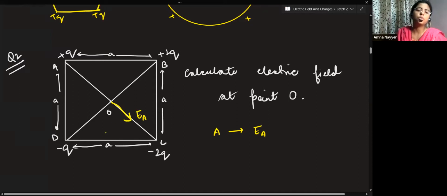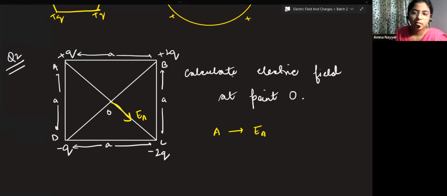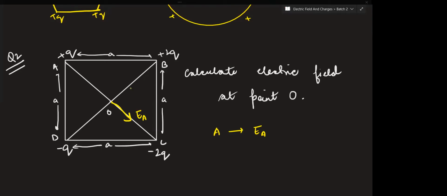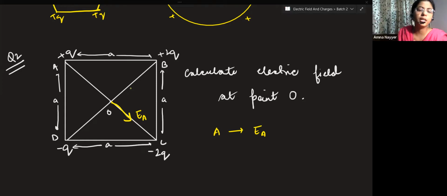Similarly, for plus 2q, yes, Hafsa, you tell me. Because of plus 2q at point O, will the electric field be directed along OD or along OB? Yes, Hafsa. Anybody else? Along OD. Correct. Yes, both of you are correct. Yes, Fatima is also correct. It will be along OD.